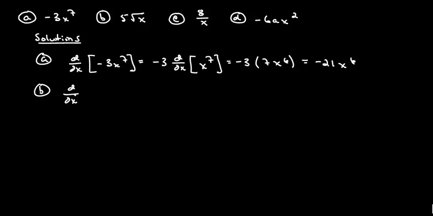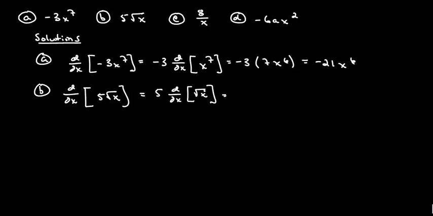For B, that is d dx of 5 times the square root of x. So this will be equal to 5 times d dx of the square root of x. So this tells me that I need to differentiate the function square root of x with respect to x.